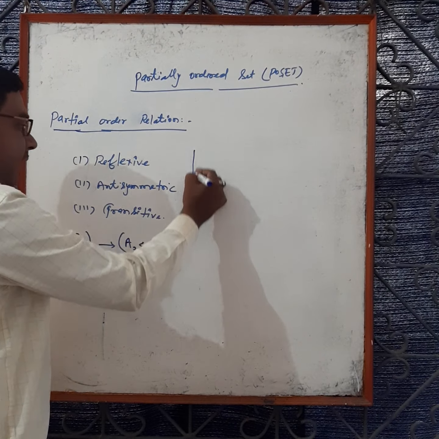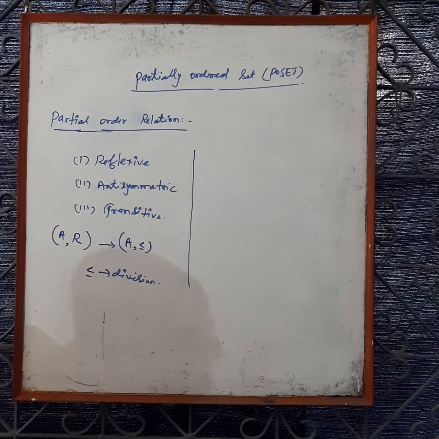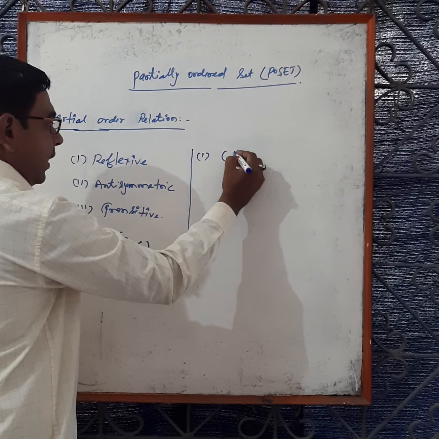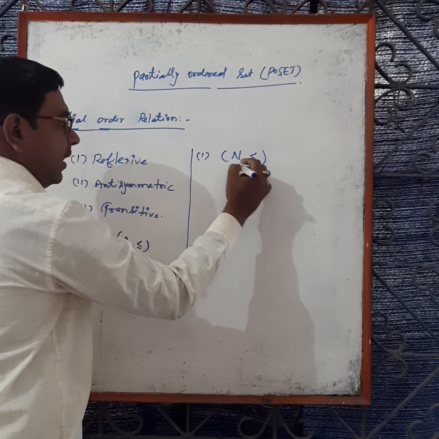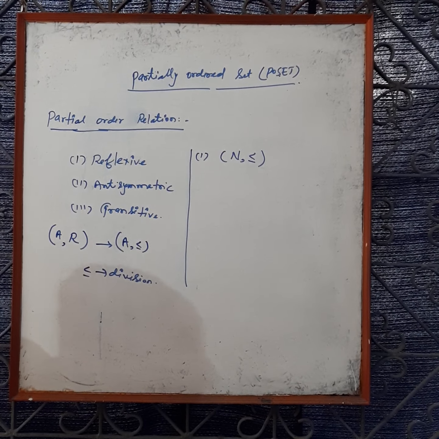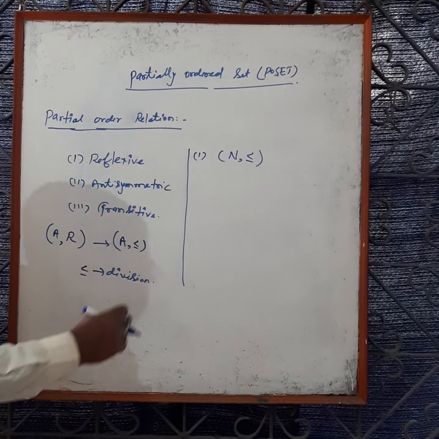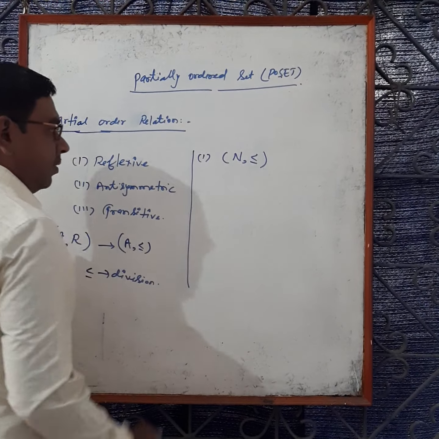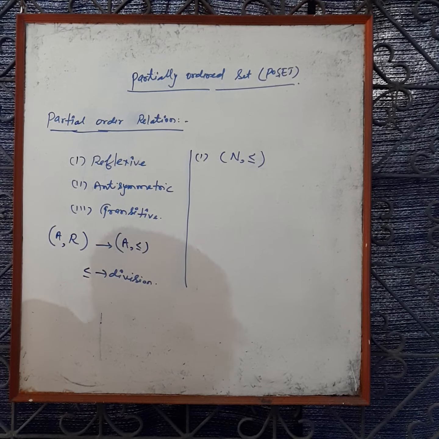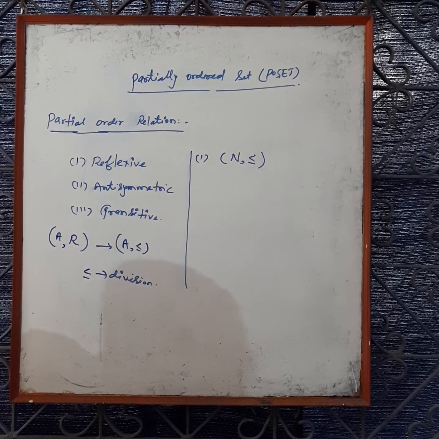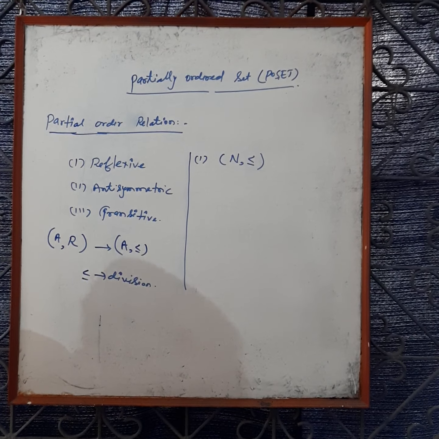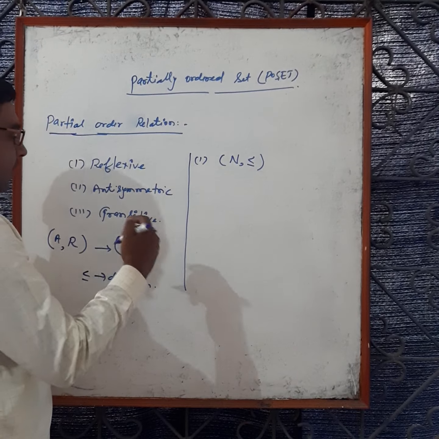Now we give different examples of POSET. First, N with less than equal to, where less than equal to works as it is. Is this a POSET or not? For this, we check whether the given relation less than equal to is partial order or not. For partial order relation, less than equal to must satisfy three properties: reflexive, antisymmetric, and transitive. Now we check the properties one by one.